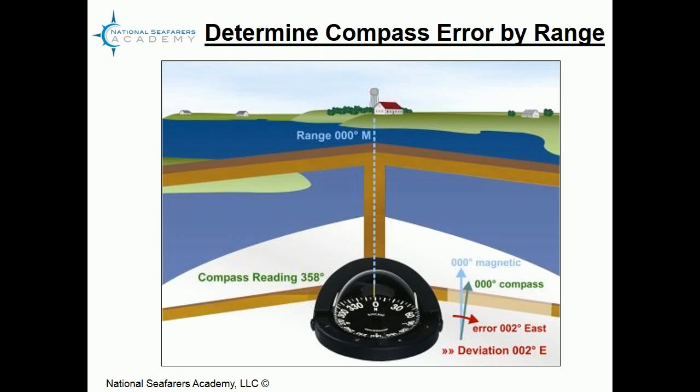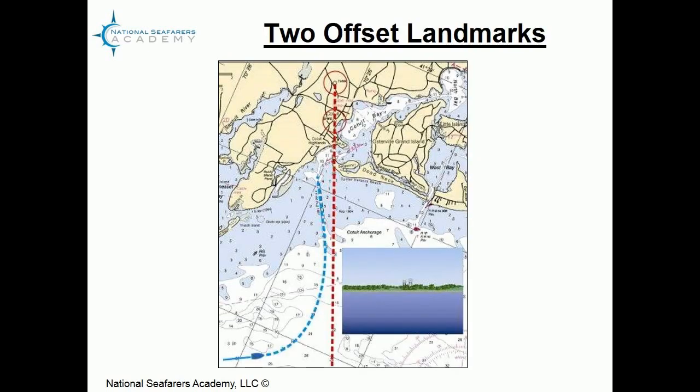You can use ranges to determine your compass error. Similar to ranges, you can use offset landmarks as a danger bearing.